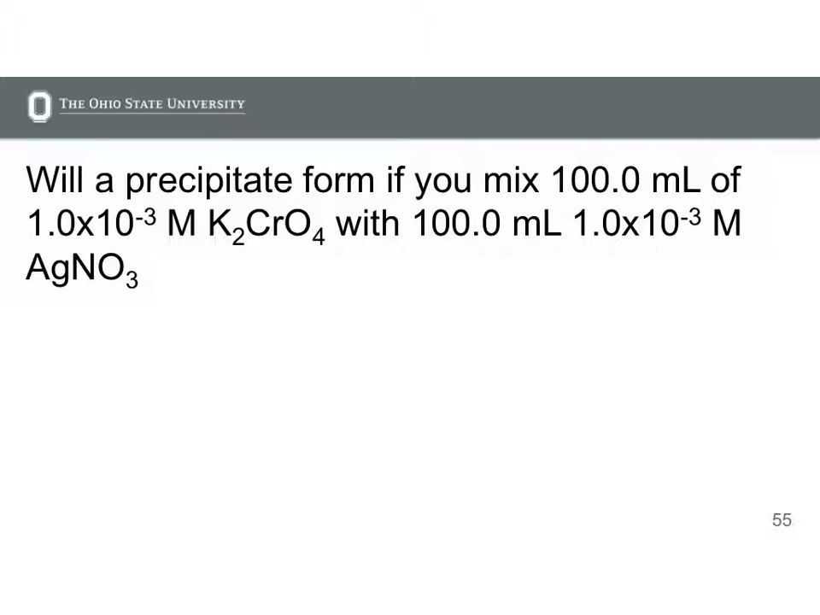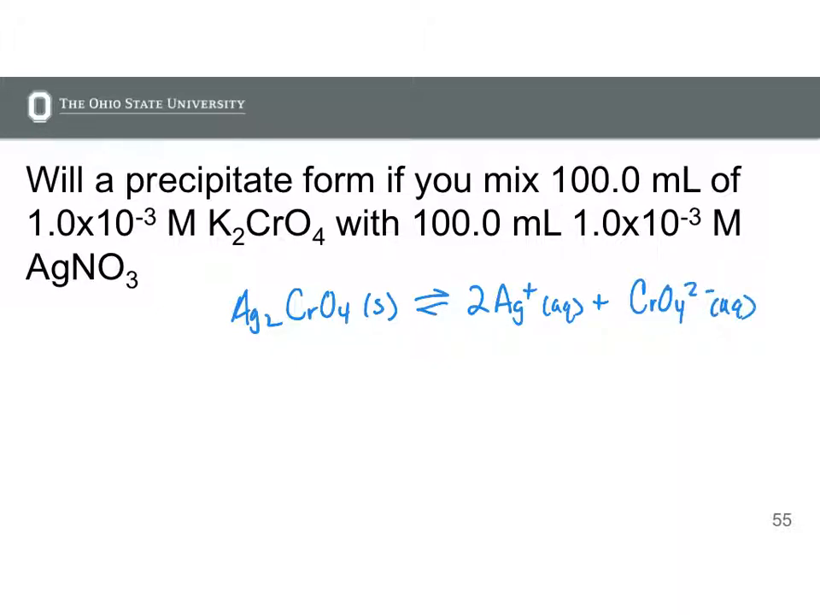Okay, so same slide, just starting over. So we're going to take our silver chromate, Ag2CrO4, that's a solid, and it's going to be in equilibrium with two silver ion, 2Ag plus, aqueous, plus CrO4 2 minus. So we know that our QSP is going to be equal to the concentration of silver ion squared times the concentration of chromate. Okay?